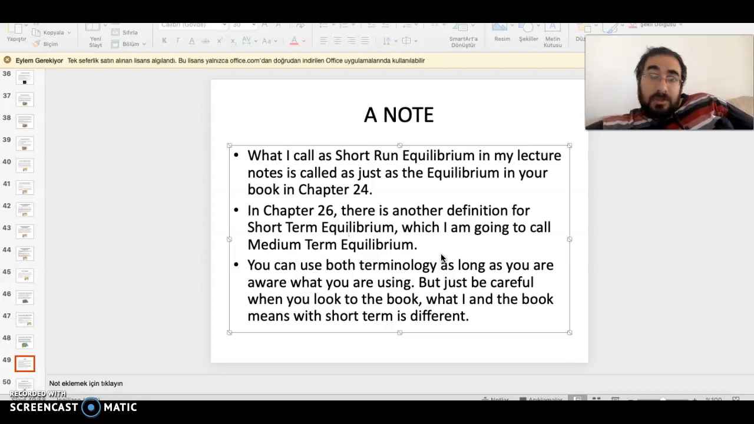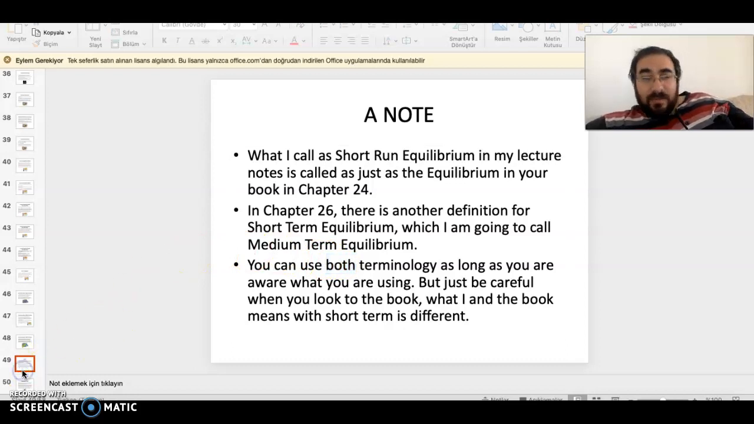What happens before the short run equilibrium, since the equilibrium itself is happening in the short run, will be called the very short run. It is okay whatever terminology you use in your assignments or exams, but make sure that your terminology is consistent. Don't mix them. Either use my terminology or the book's terminology. Be careful, when you read the book and when you read me, the terminology is different, although what we tell is the same, besides the terminology.